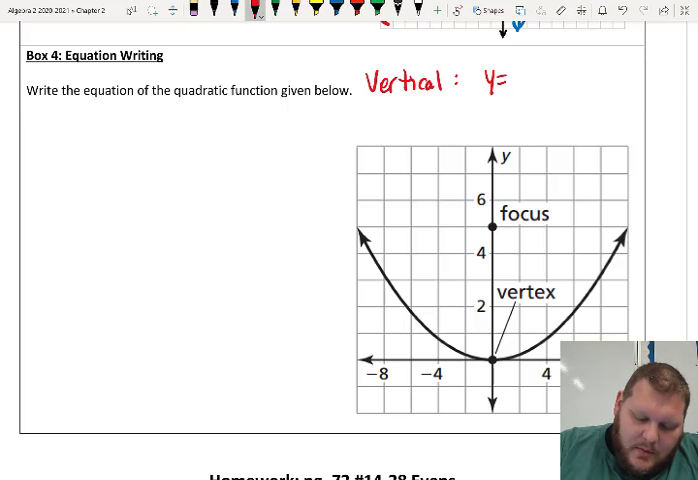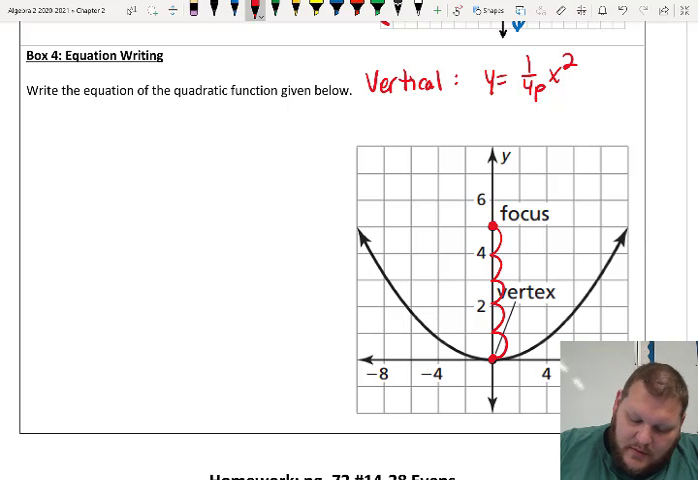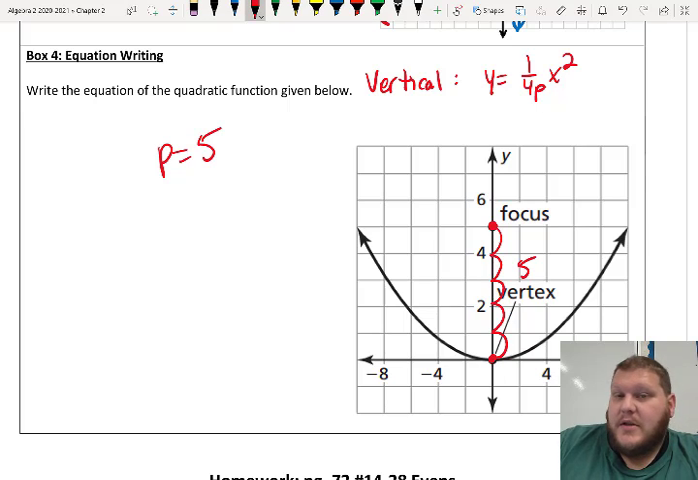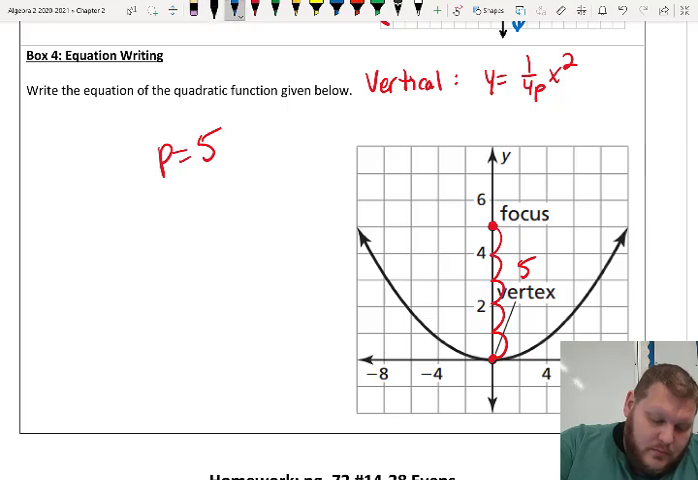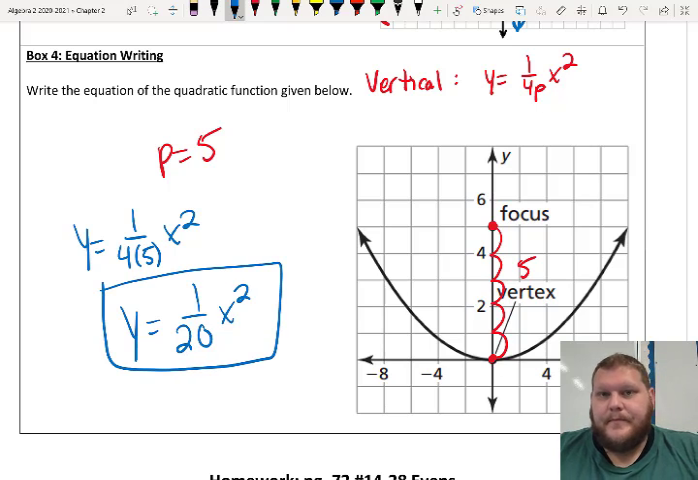So I'm using y equals 1 over 4p x squared for my equation. And in this case, from my vertex to my focus is 1, 2, 3, 4, 5 spaces. So that means my p equals 5. That looks like a 6. 5. So then putting it all together, your equation would just be y equals 1 over 4 times 5 x squared. So we would want to simplify that into y equals 1 over 20 x squared. And you're done.